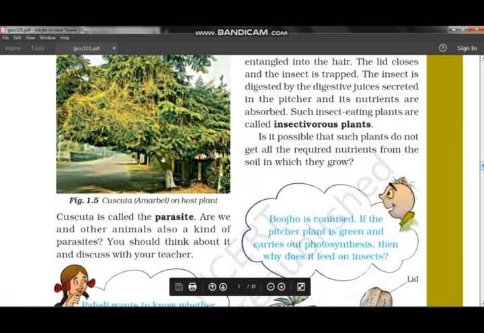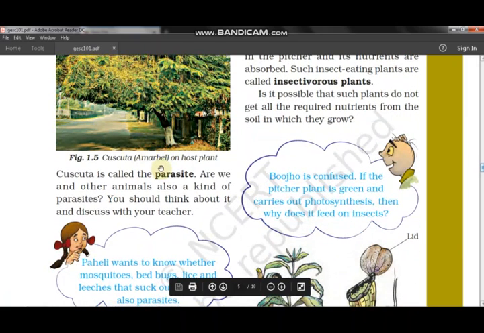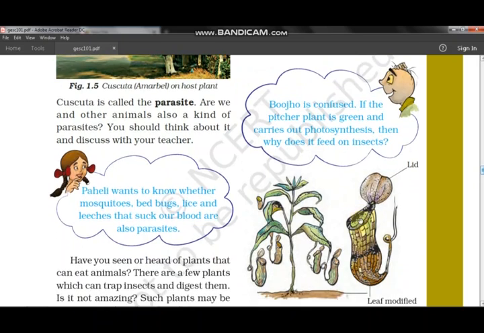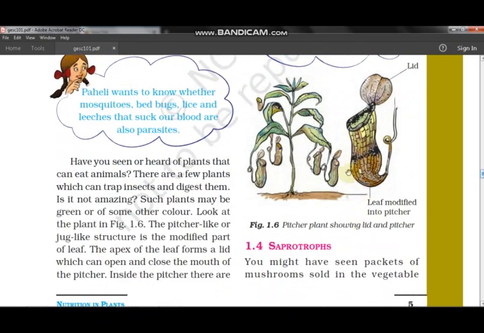Similarly, the other type of heterotrophic nutrition we have seen is in insectivorous plants, which eat insects to fulfill the requirement of nutrients. Okay, so pitcher plant is a kind of insectivorous plant.